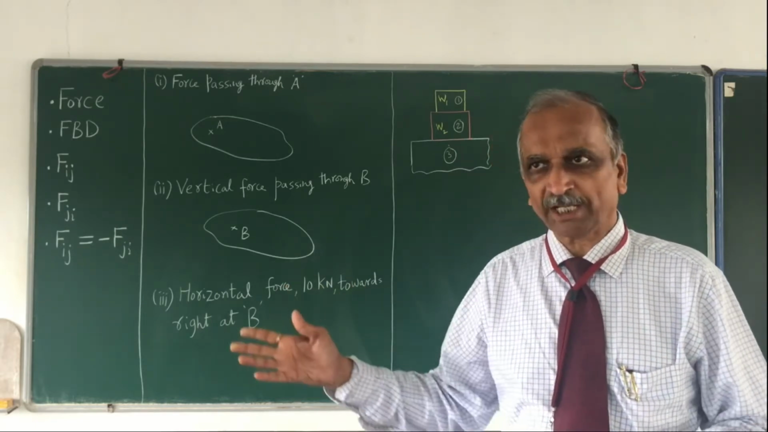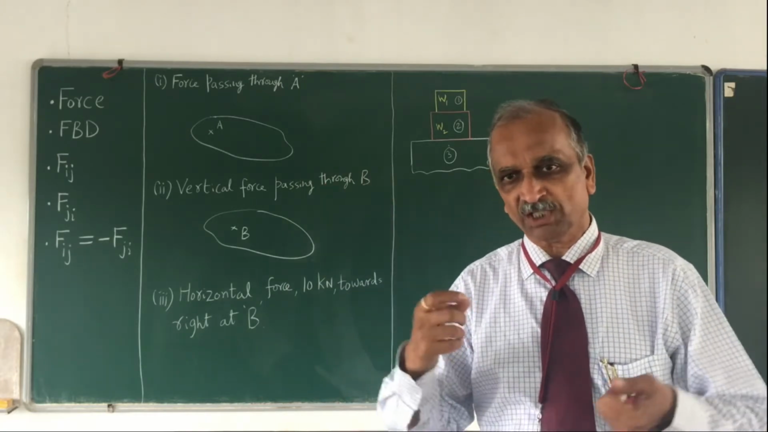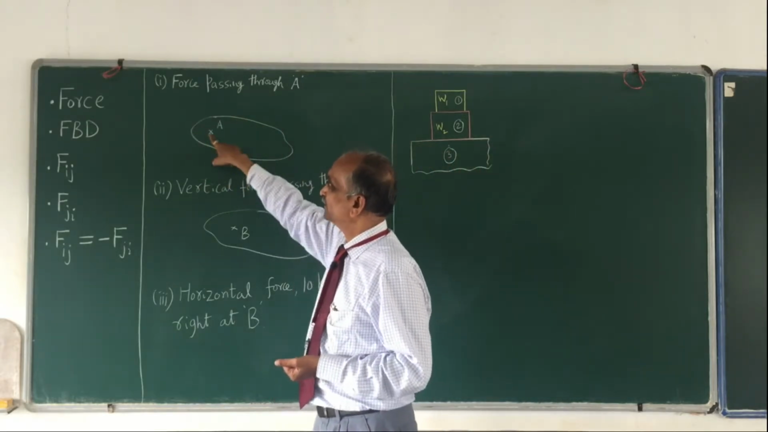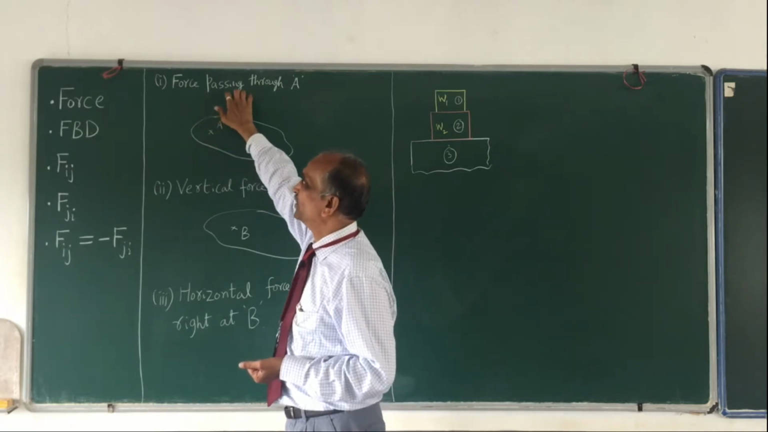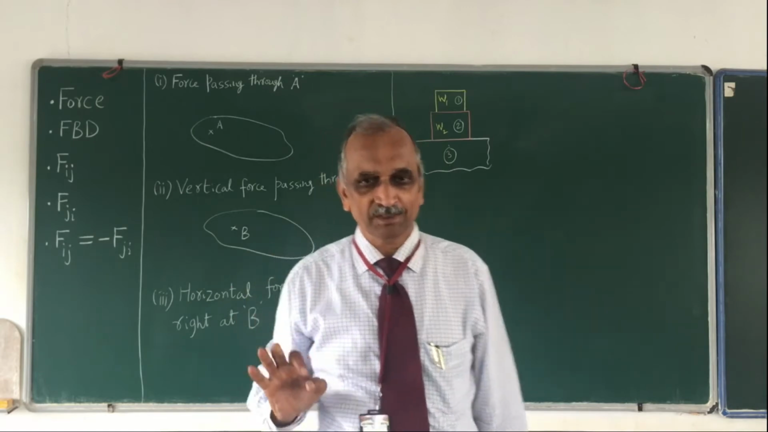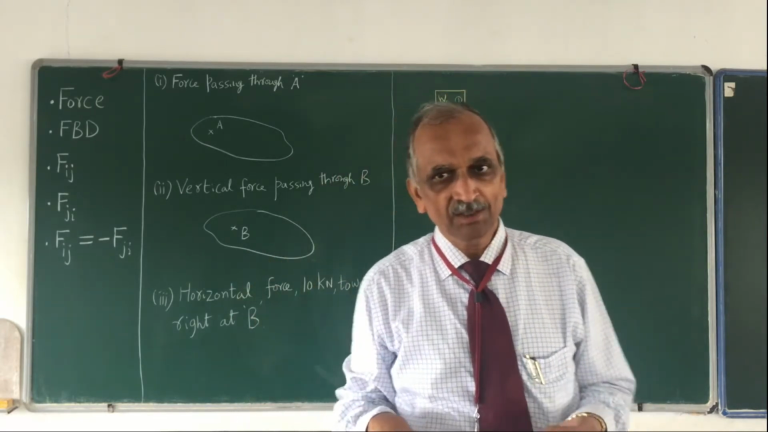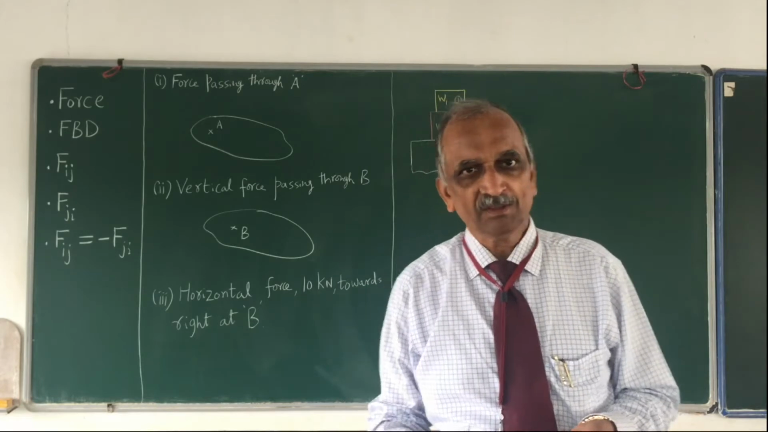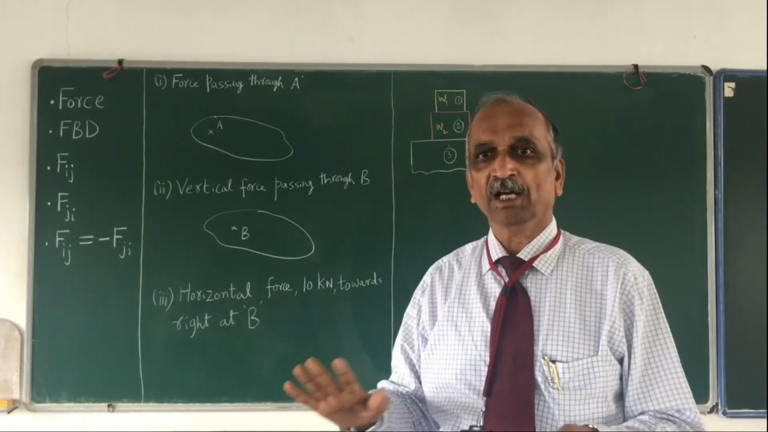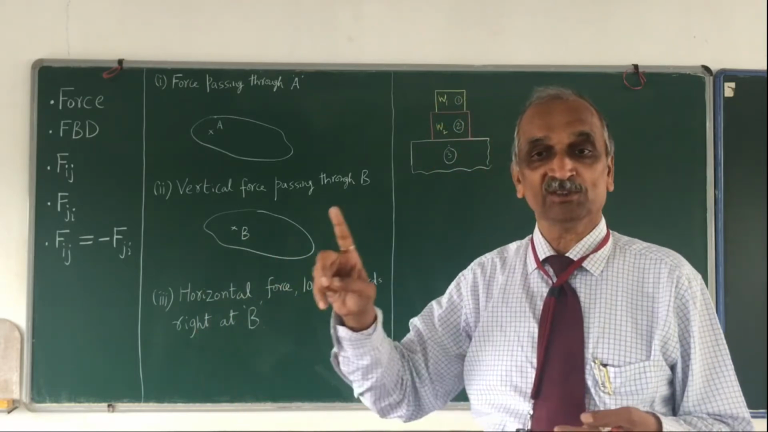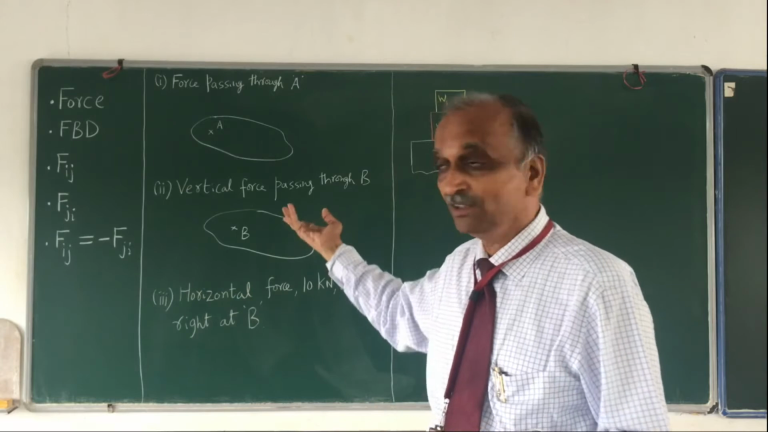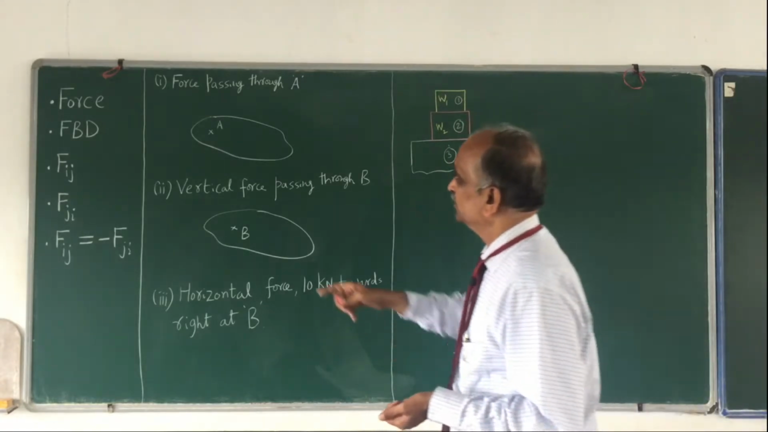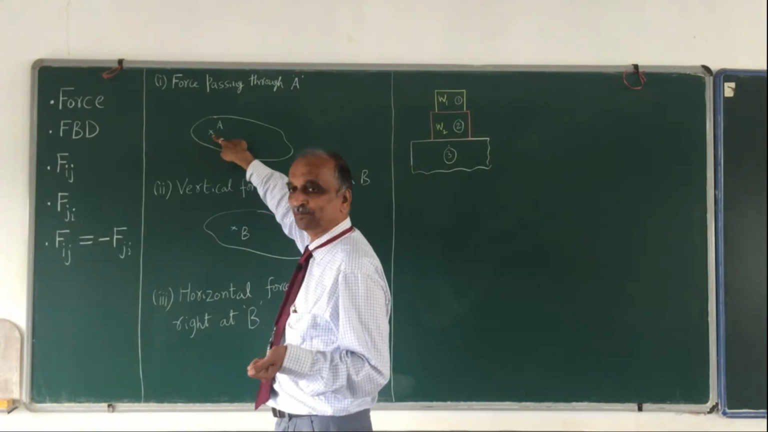I want to make it clear what I am going to face in my analysis. Say, for example, this is a body, this point I have marked as A, and I have a statement: force passing through A. There is one force which is going to pass through point A. So the immediate question is, what is the magnitude? At this stage, I don't know the magnitude, I don't know the direction, I don't know the line of action. But the only thing I know is that the force passes through point A.